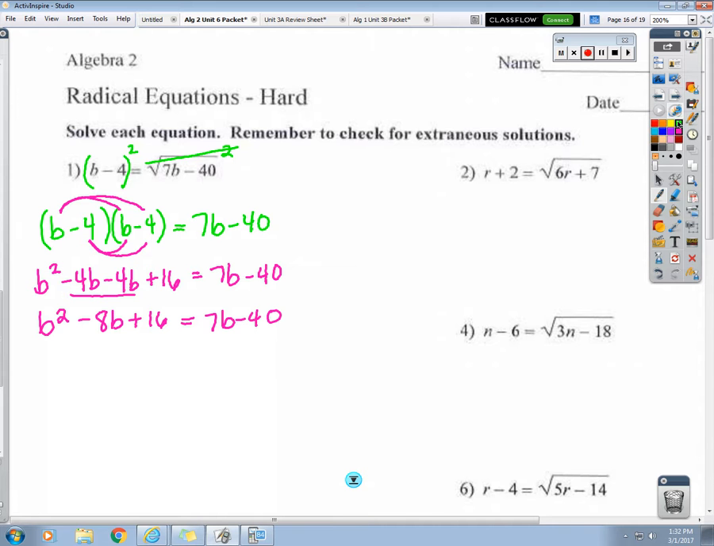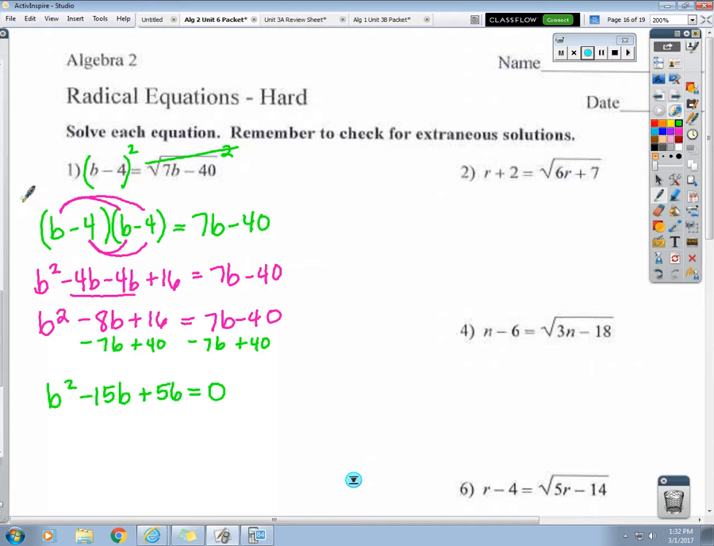So now I'm going to combine like terms. Can't I move this over to this side by subtracting 7b on both sides? And I can move the 40 over by adding 40 here and adding 40 to the 16. And so now I have b squared, that makes minus 15b, that makes 56. And now on the right side, it's 0.